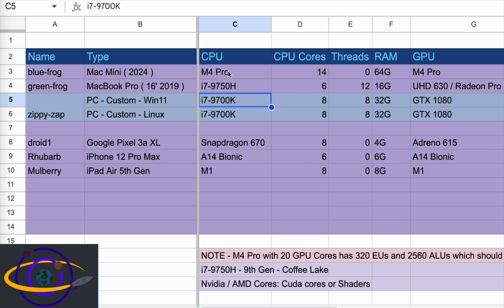So in any case, let's start out with the CPUs. Our Mac Mini has an M4 Pro. The MacBook Pro's got the i7. This is a mobile i7, and now basically the equivalent i7, but a desktop version, in the custom PC. So in the desktop, we've got 8 CPU cores, and each core only has a single thread, so 8 cores, 8 threads, whereas the MacBook Pro had 6 cores but 12 threads. Now, the Mac Mini has 14 CPU cores and 0 threads, so it just doesn't use threading.